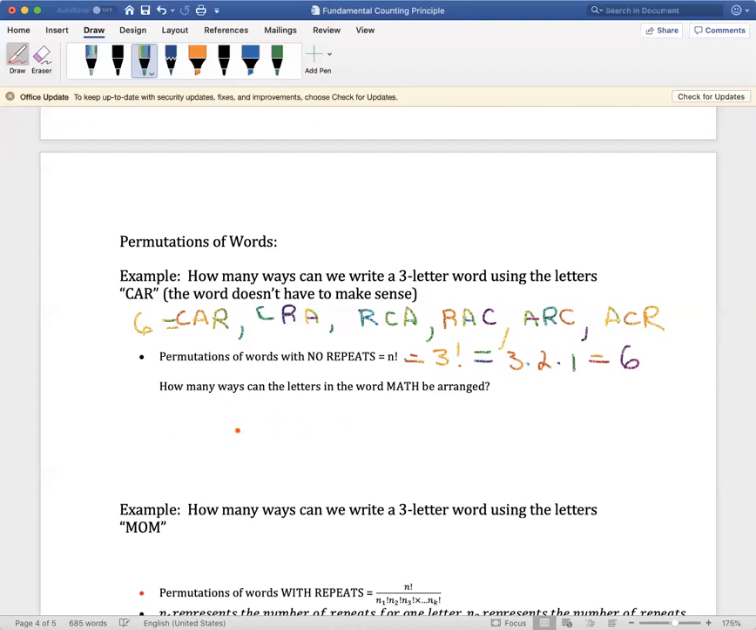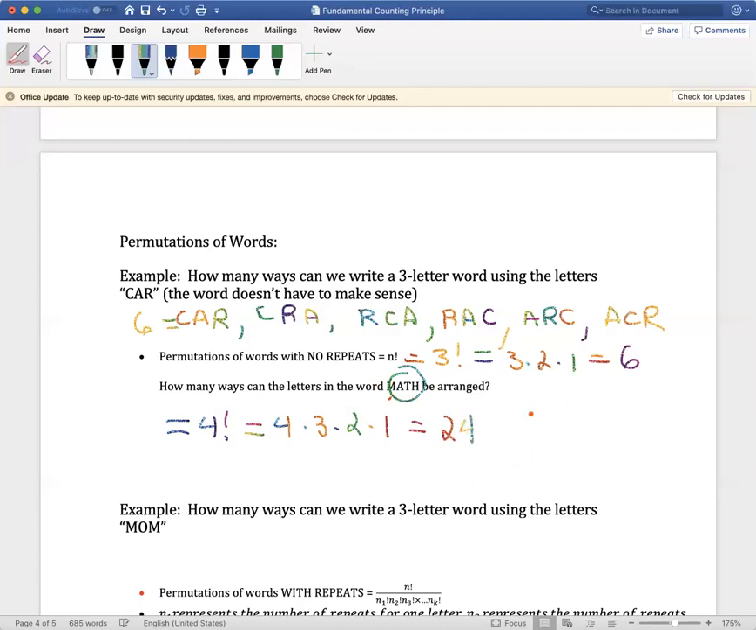Well, let's take a look at this next example, which says, how many ways can the letters in the word math be arranged? All right, so what that means is we want to figure out how many ways we can write a 4-letter word using the letters in the word math. Well, first thing you should notice, there are no repeats, right? M-A-T-H, they're all unique. So all we have to do is count up the amount of letters, 1, 2, 3, 4. And it's the same thing as saying 4 factorial. 4 factorial is the same thing as saying 4 times 3 times 2 times 1, which gives us 24. So there are 24 ways that we can arrange the letters in the word math.